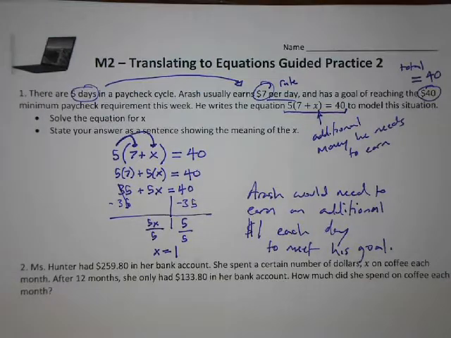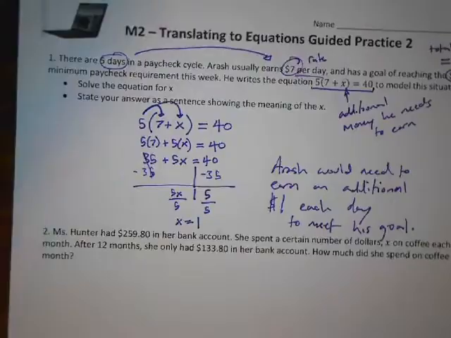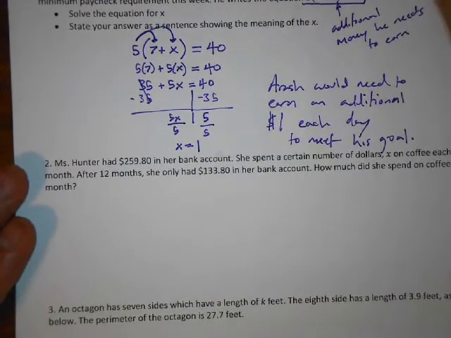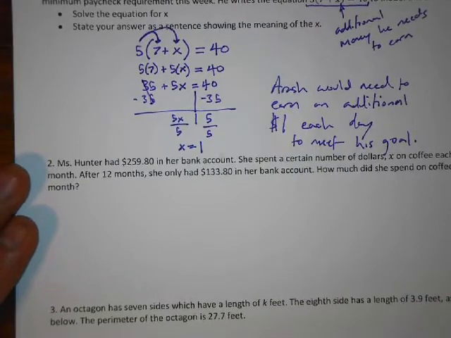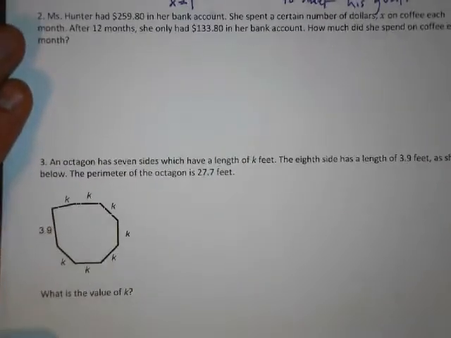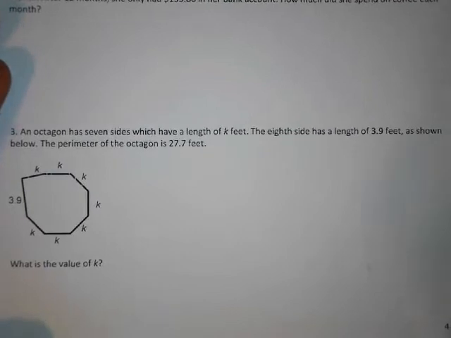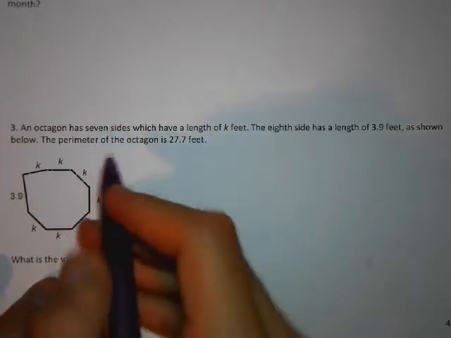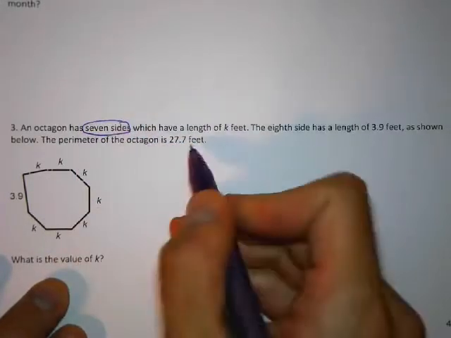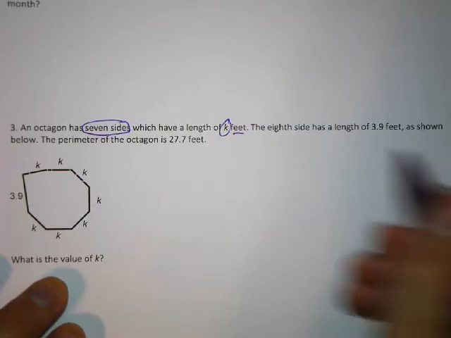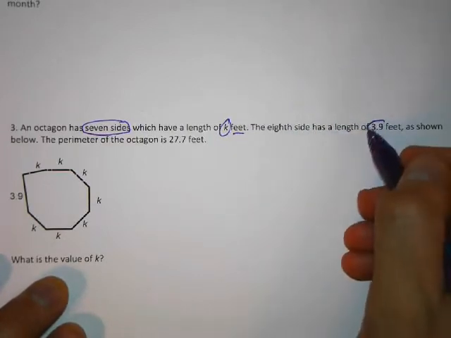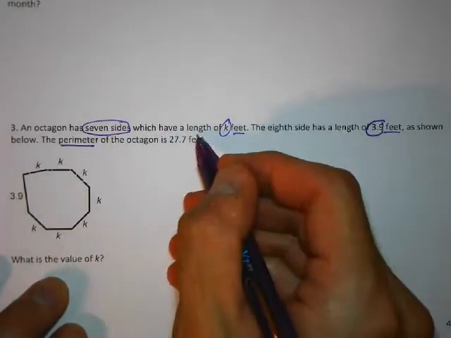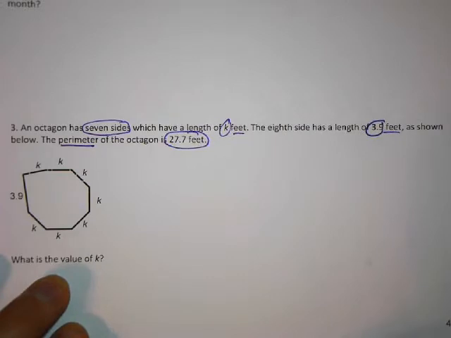Okay, so let's look at another one. And this one is maybe just a little more interesting because it has some rational numbers, and it's kind of a different format. So I'm actually going to jump down to number 3, right here. And let's look at more of a geometric type of problem. An octagon has 7 sides, which have a length of k feet. The 8th side has a length of 3.9 feet, as shown below. The perimeter of the octagon is 27.7 feet.